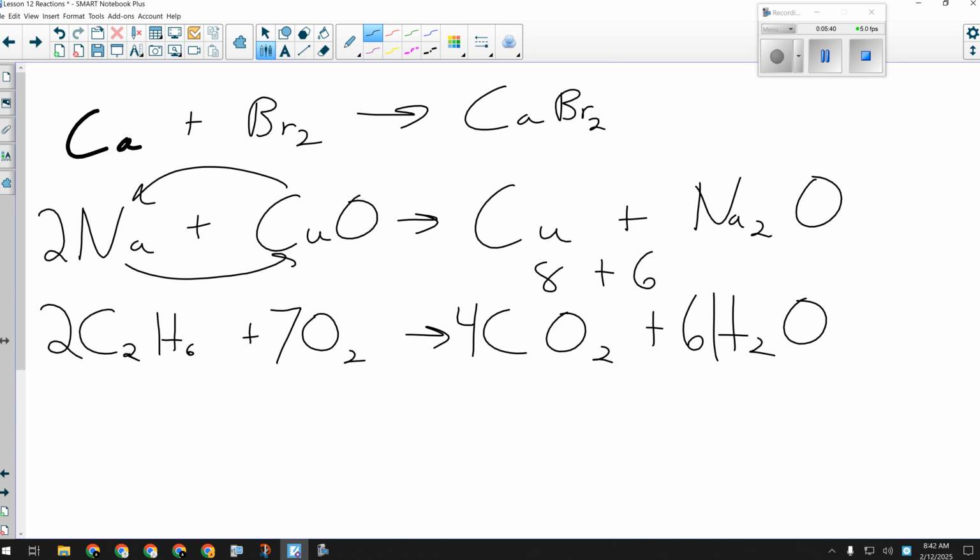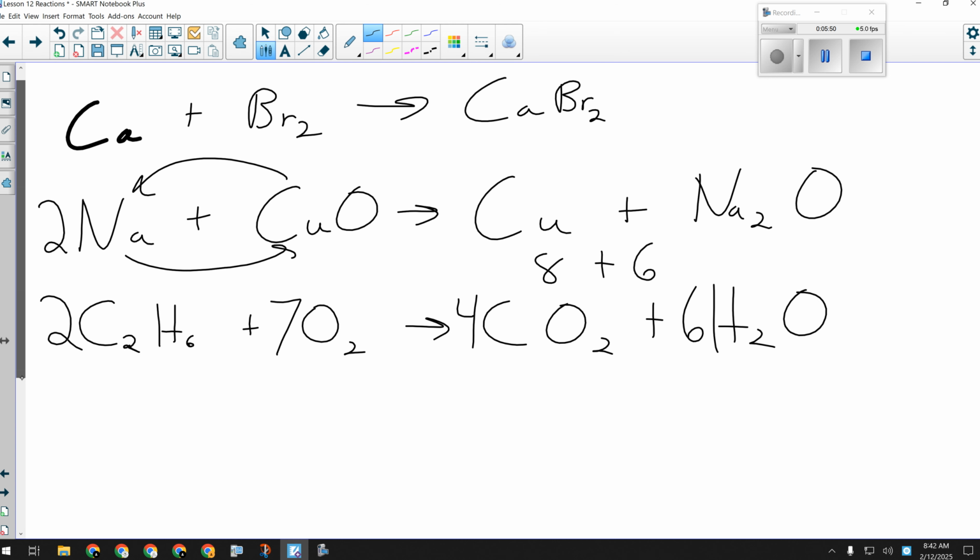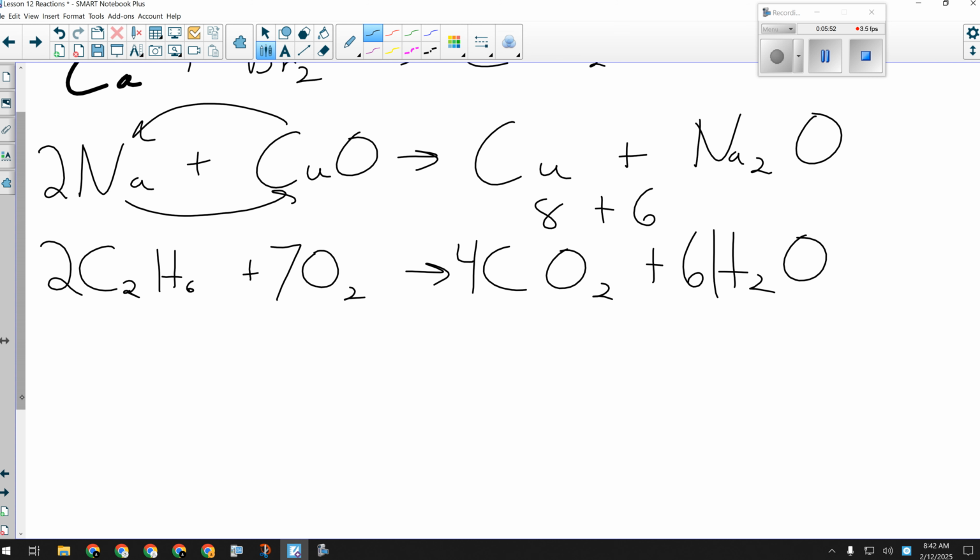Okay, those are usually the trickiest ones to balance just because you got to do a little more figuring with those. Okay, and they have different rules. Okay, what would this one be?